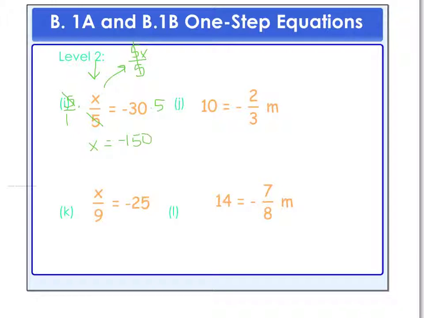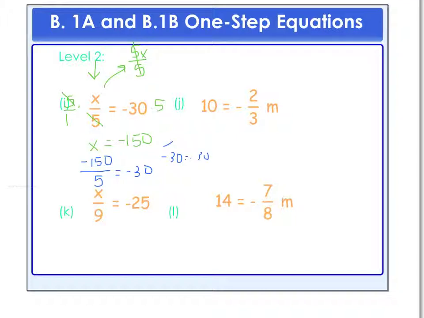We're going to check over our answer. So does negative 150 divided by 5 equal negative 30? Negative 150 divided by 5 gives us negative 30. Negative 30 does equal negative 30. So we know we got the right answer.